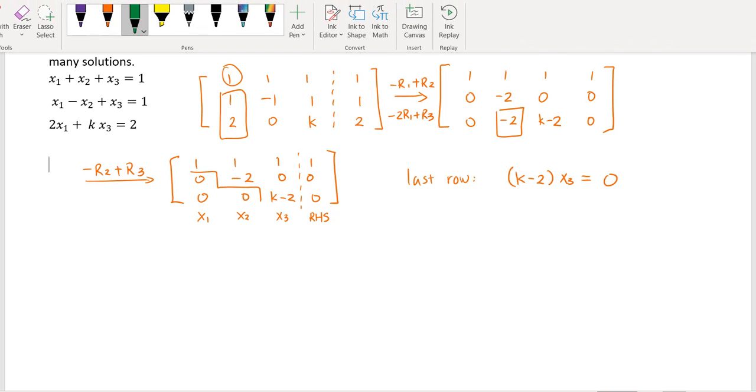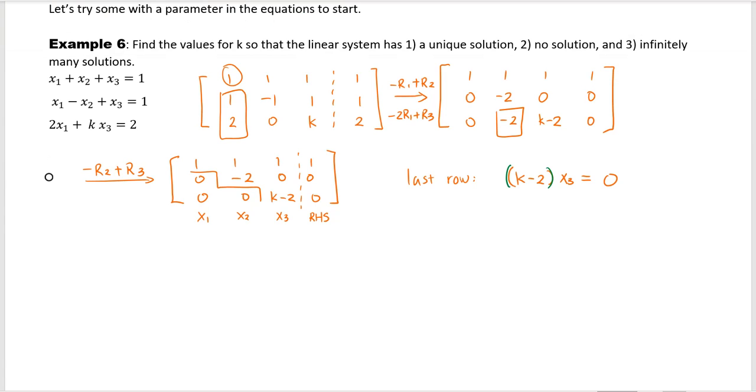And another common mistake is students will forget the parentheses. So don't forget the parentheses. The parentheses is super important. Okay, now look at the last row. When do we have a unique solution? When do we have no solution? And when do we have infinitely many solutions?